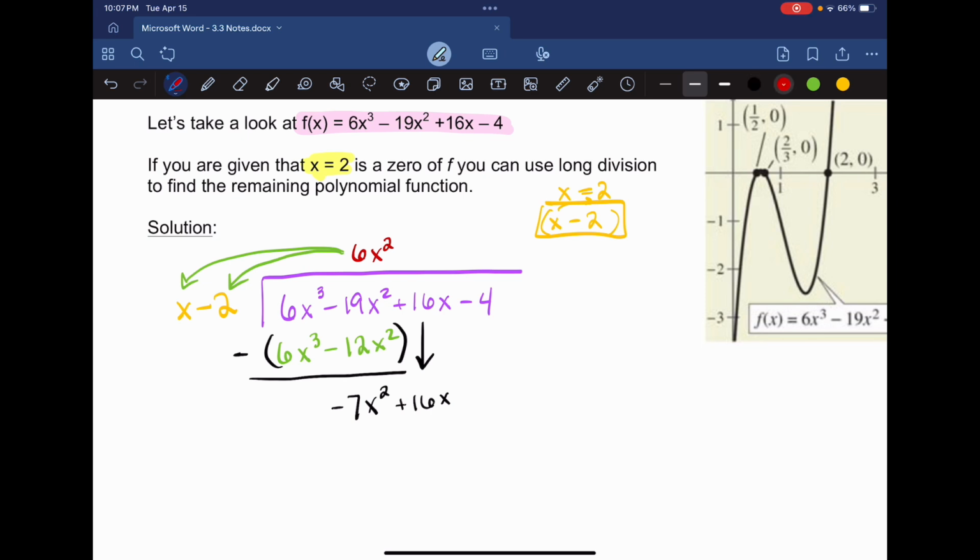Okay, and now I repeat the process. So now, let me erase our errors here. Now I'm looking at my leading term. What times x would give me a negative 7x squared? Well, I could multiply by a negative 7x. So if I multiply by a negative 7x, now I just need to give it to both terms of my binomial. So I have negative 7x squared plus 14x.